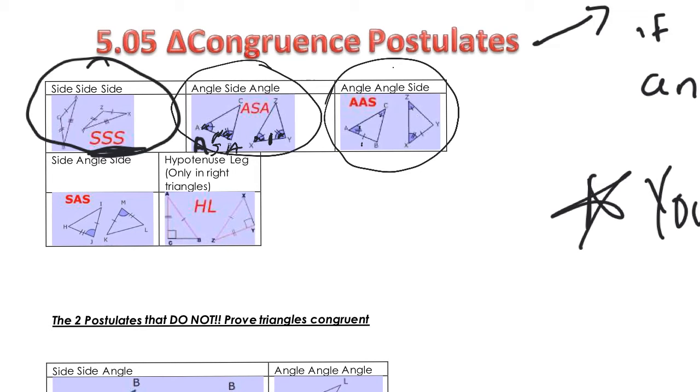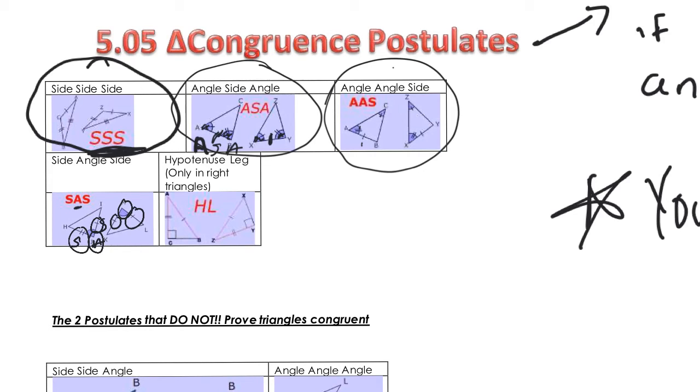Side, angle, side is the angle is in between the 2 sides, like you see in this picture here. We got a side, then an angle, then another side. So side, angle, side. And we're talking about pairs. So this side matches up with this side, this angle matches up with this angle, and this side matches up with this side. So how many pairs? Once you have 3, you're done.